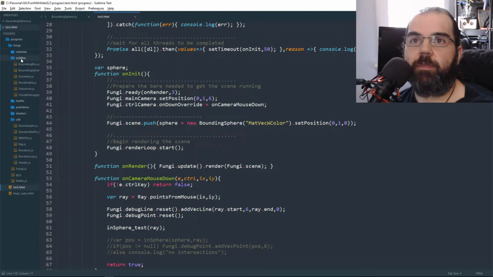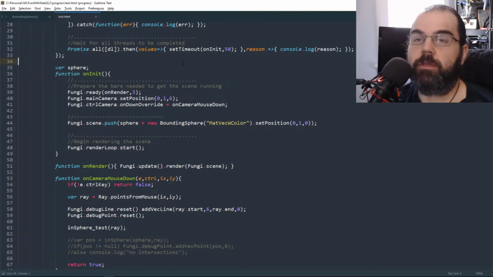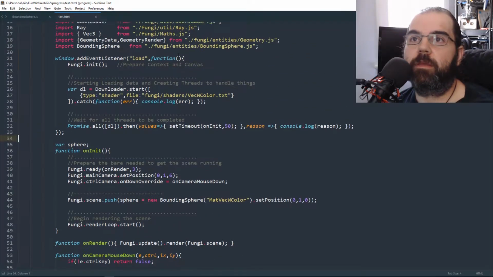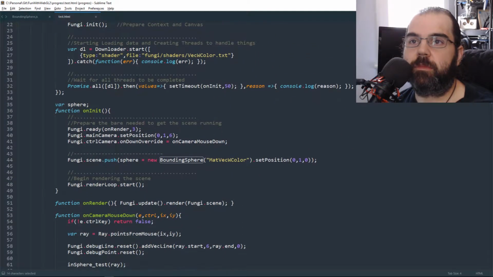I have that put into the entity folder. So if I go into here, we're going to bring in our sphere, and make it a global variable called sphere. We set it up, and we set a position because its origin is in the center, so we want it above the grid so we can see it.